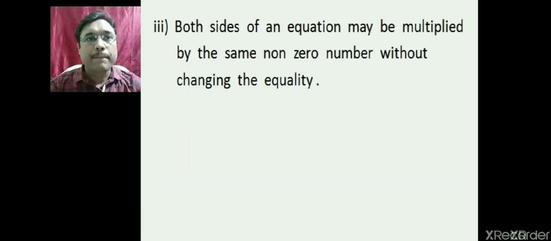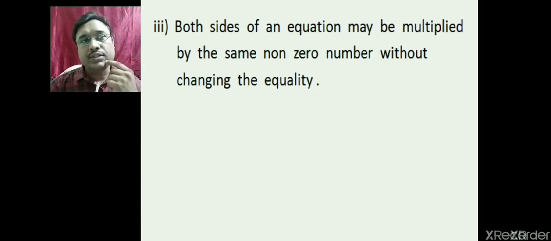Now the third step is you can do this also. All the steps are independent, they are not linked with each other. We can do these steps according to the need we have in the equation, which we will see in example questions. Both sides of an equation may be multiplied by the same non-zero number without changing the equality. That means you can multiply both sides by the same non-zero number.